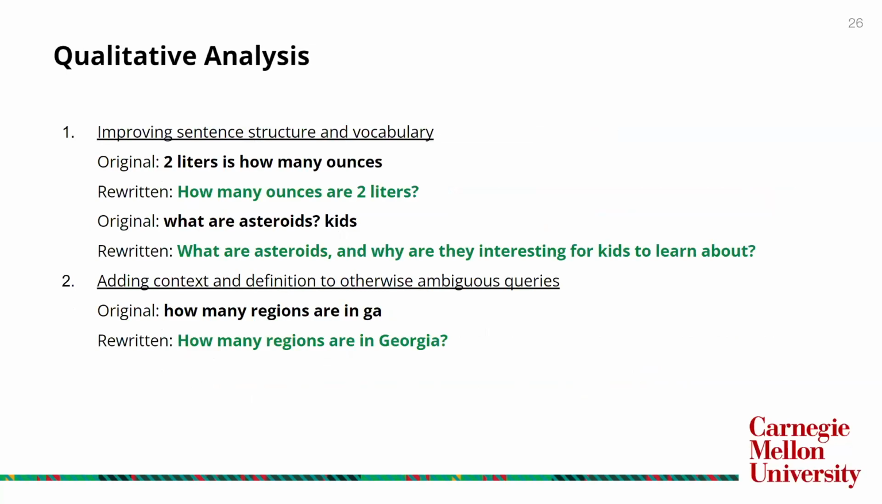The second thing, which we believe really helps the retrieval process, is that it adds context and definition whenever there is some kind of ambiguity in the query. For example, 'how many regions are in GA?' Although we know what GA stands for in this case, which is Georgia, the rewritten query rephrases GA to Georgia, which we believe helps the retrieval process as well.